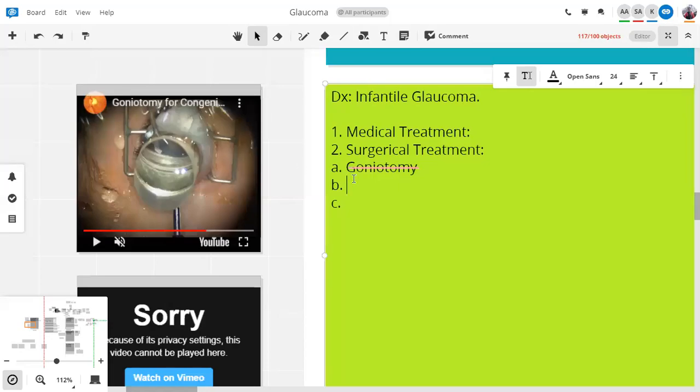What else can you do in addition to a goniotomy? Trabeculotomy. Trabeculotomy is similar. Goniotomy or trabeculotomy, the concept is somewhat similar. Trabeculotomy means that we take a part out of the trabecular meshwork. This is a video of a trabeculotomy.